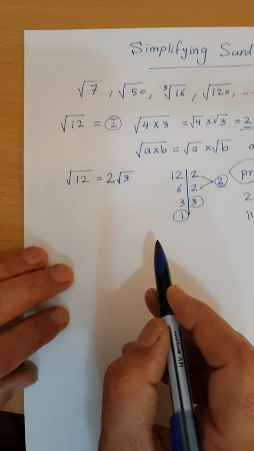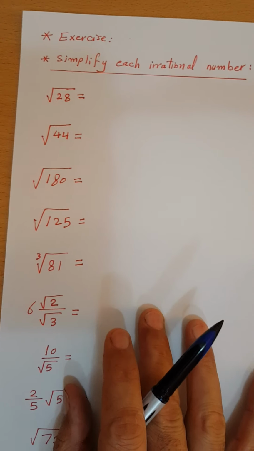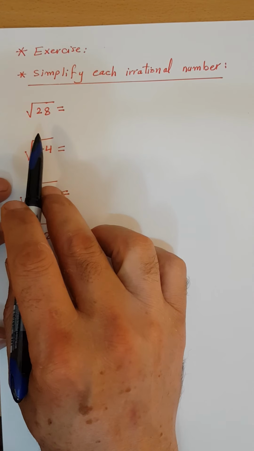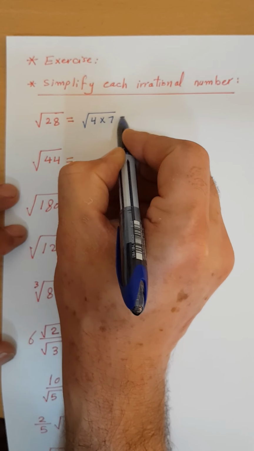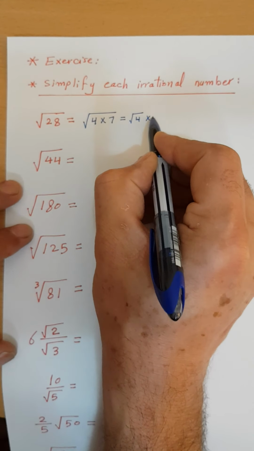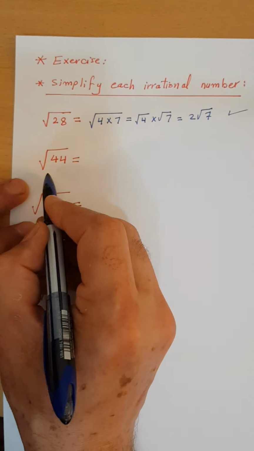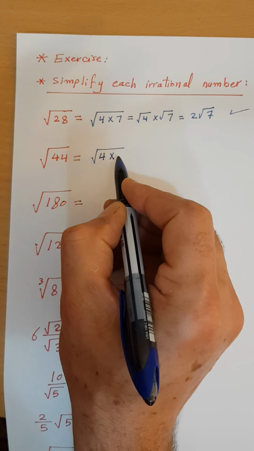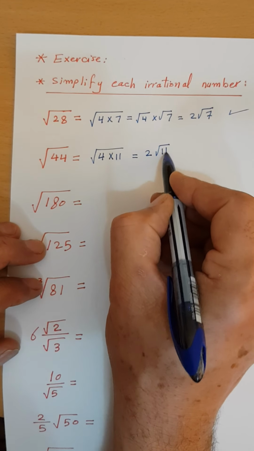Let me start by giving you some exercises to simplify irrational numbers. Exercise: simplify each irrational number. Root 28. Every one of you knows that 28 is 4 times 7. For small numbers, only split by using the multiplication table. This is root 4 times root 7, which is equal to 2 root 7. That's it. Very easy. Root 44 the same way. Square root of 44, each of us knows is 4 times 11. Root 4 is 2 and root 11, just write it.